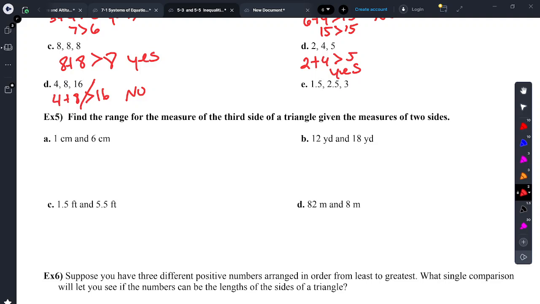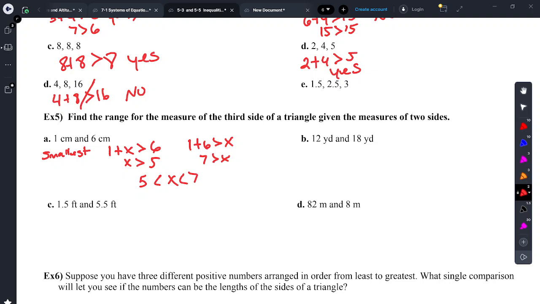Find the range of values for the third side. All right, so what do we do again? We assume it's the smallest. So that would be 1 plus x has to be greater than 6. So x has to be greater than 5. And then what would I do? 1 plus 6 has to be greater than x, which is the longest side, right? So 7 is greater than x. So what is x between? 5 and 7. So if x had to be an integer, what is x? 6. That hard?